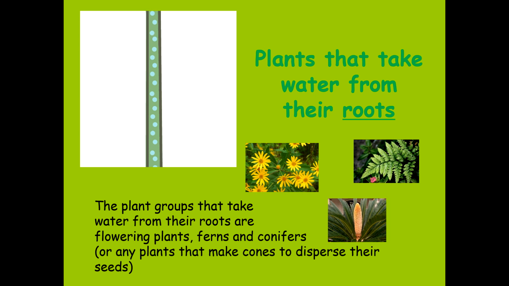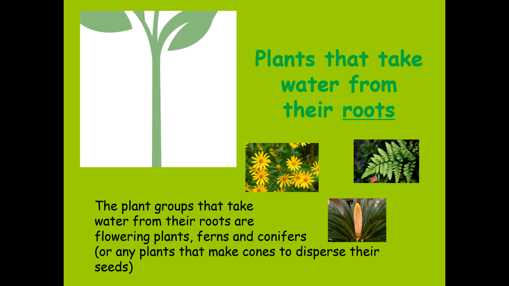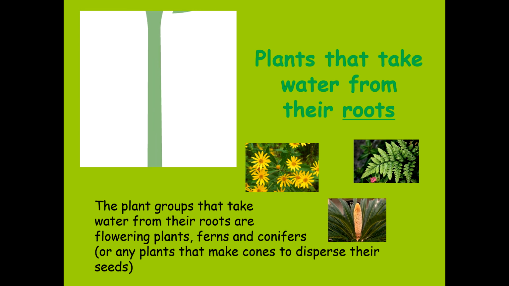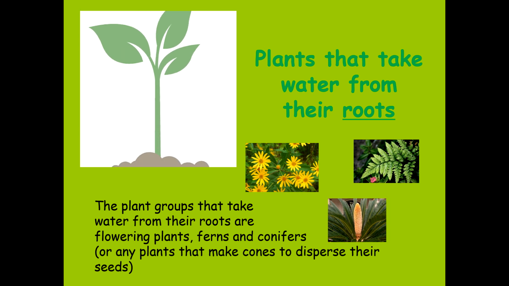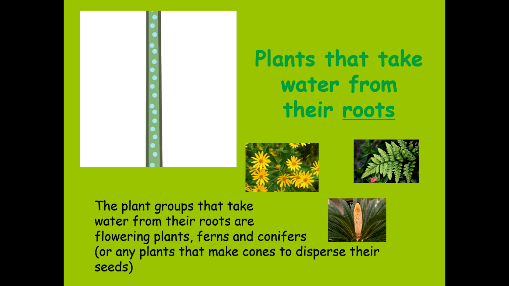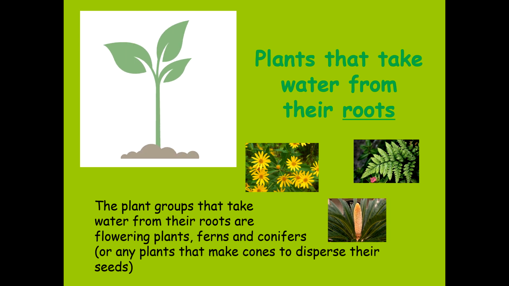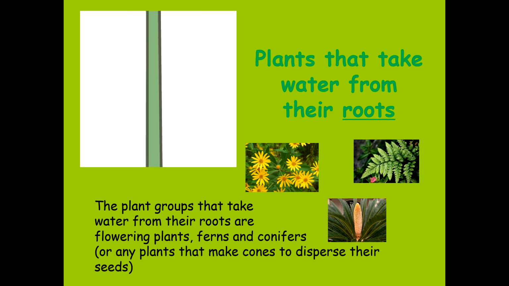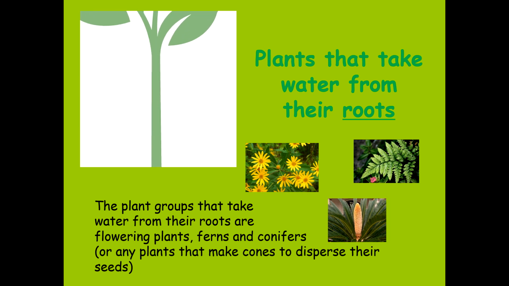Well, the plant groups that take water from their roots are flowering plants, ferns, and conifers, or any sort of plant that uses cones and produces seeds from their flowers or from their leaves. Not all plants do this, but it's really important that you can see that some plants take their water from roots. This is the first classification that we're looking at today.